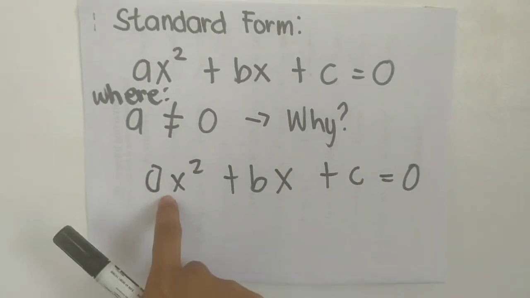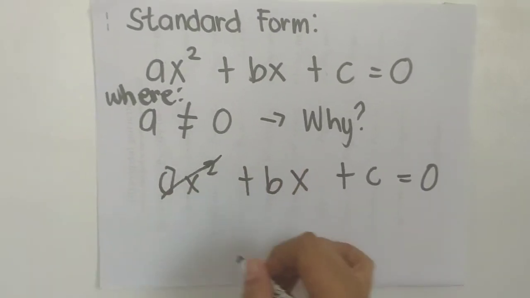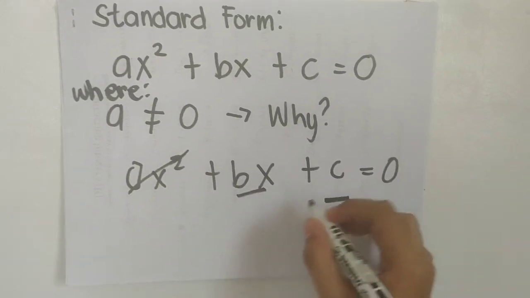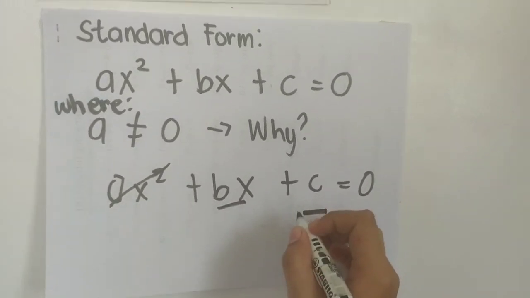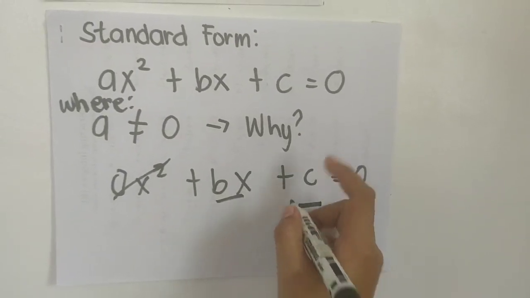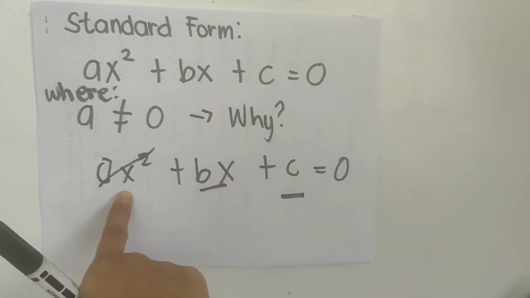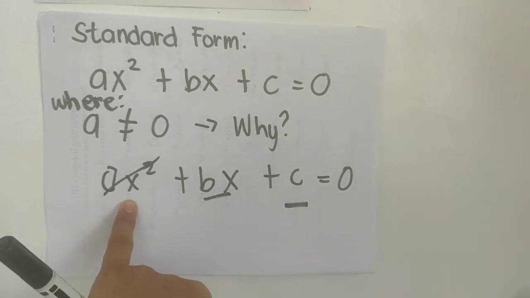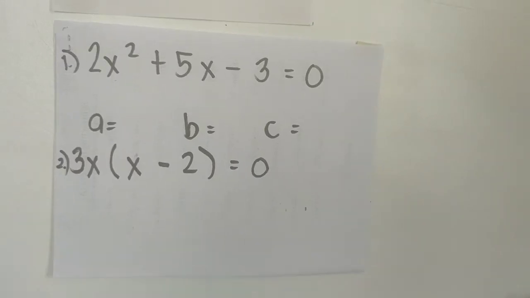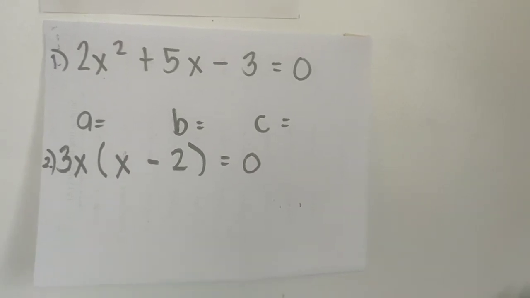So, kapag 0, yung numerical coefficient natin sa first term, maka-cancel out yan. Okay? And matitira na lang is bx plus c. Kapag ito na lang yung natira, hindi na natin siya matatawag na quadratic equation. Okay? Kaya hindi pwedeng maging 0 yung a natin or yung value ng a kasi nga hindi na siya magiging quadratic equation. Okay?